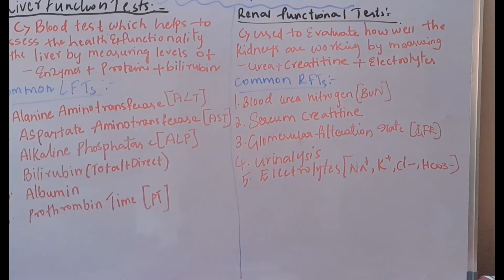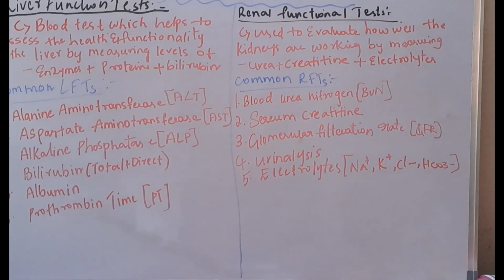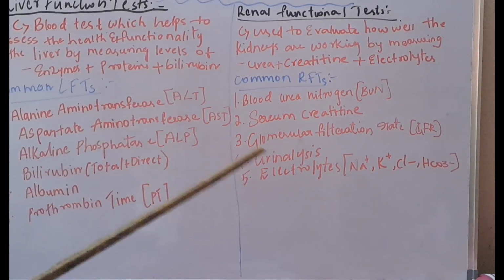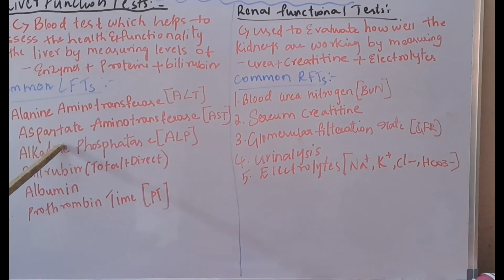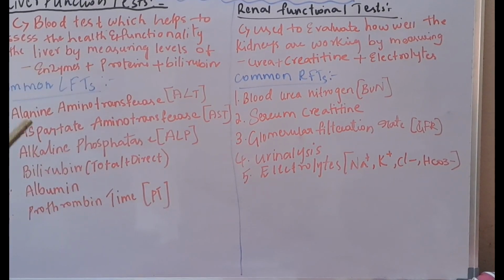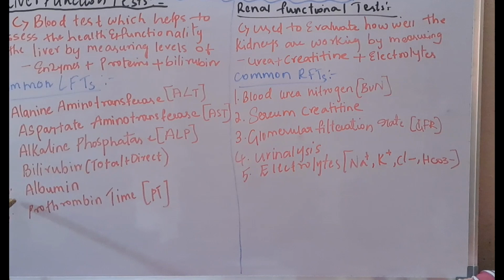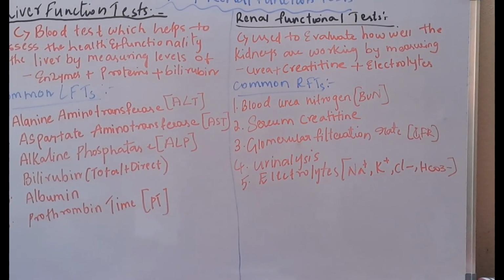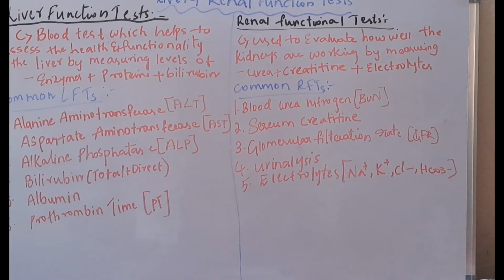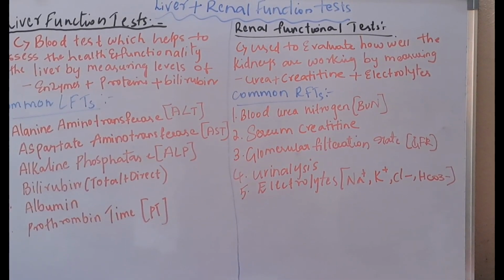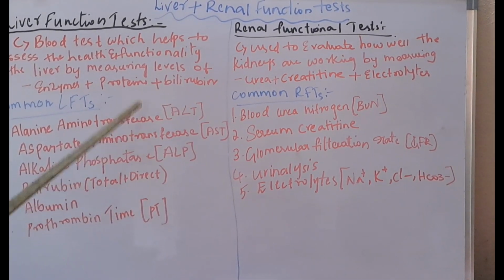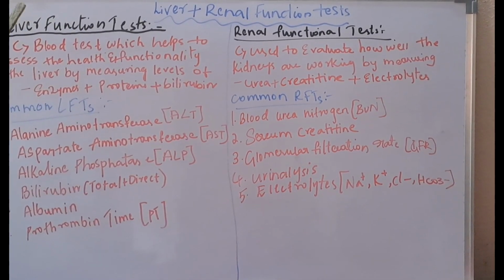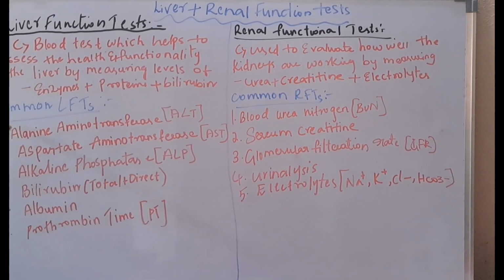So what are the common liver function tests? One is alanine aminotransferase, which we'll call ALT, and next is aspartate aminotransferase, then alkaline phosphatase, bilirubin, albumin and prothrombin time. What does alanine aminotransferase do? This test is mainly used to evaluate whether the liver is injured or not. We'll get to know that with this type of test.